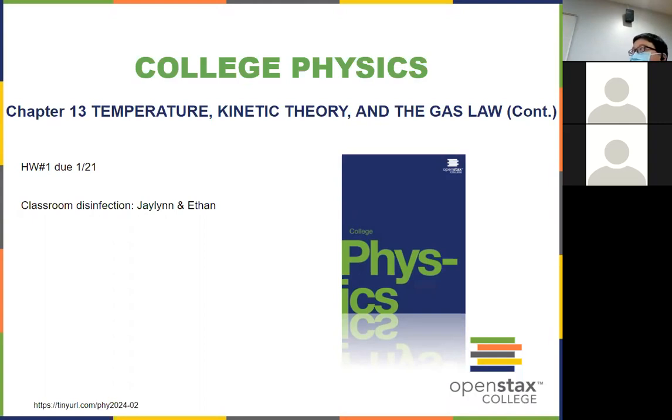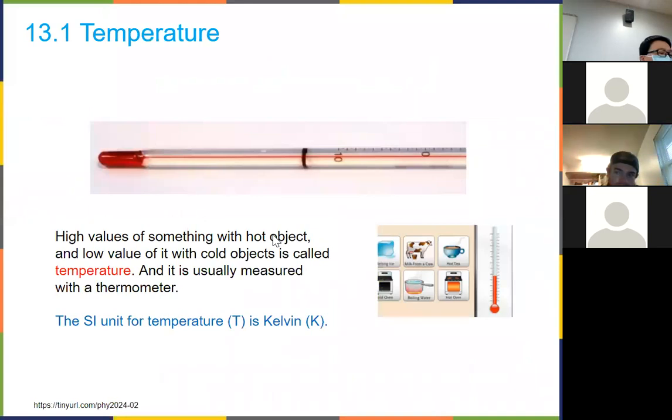Chapter 13 today. Last time we talked about temperature. We gave the definition in physics: the high value of something we call a hot object, and the low value of something is called temperature. For temperature, the SI unit is Kelvin. Just keep that in mind. It's not Fahrenheit. It's not Celsius.